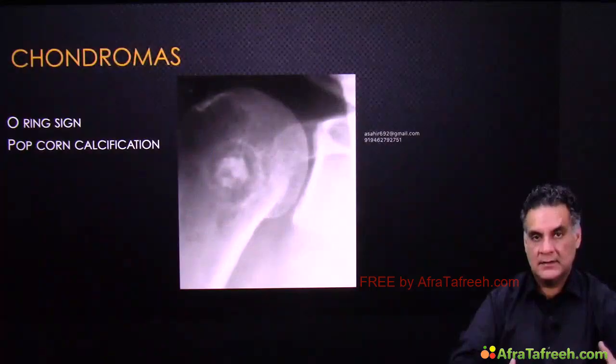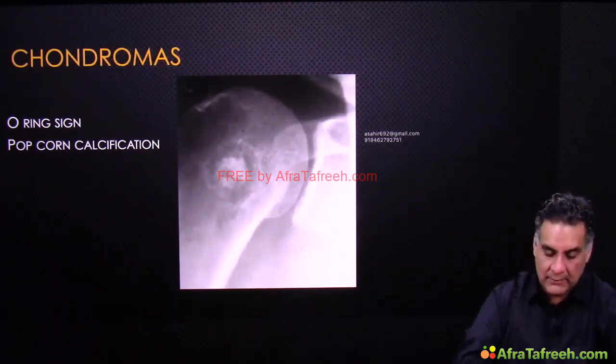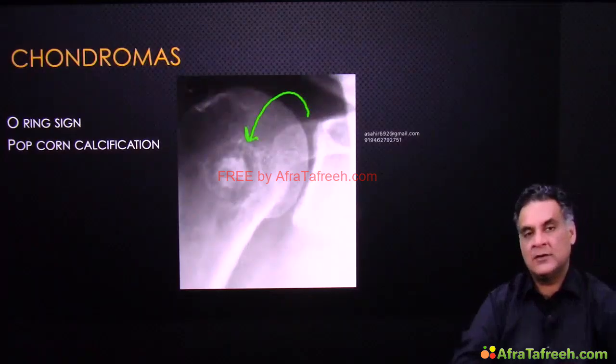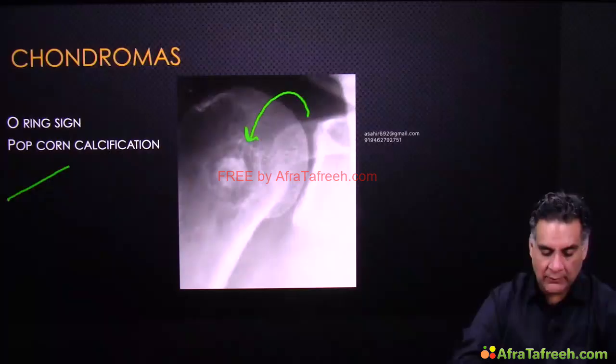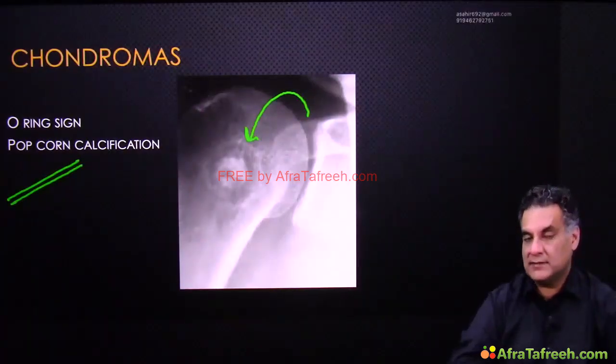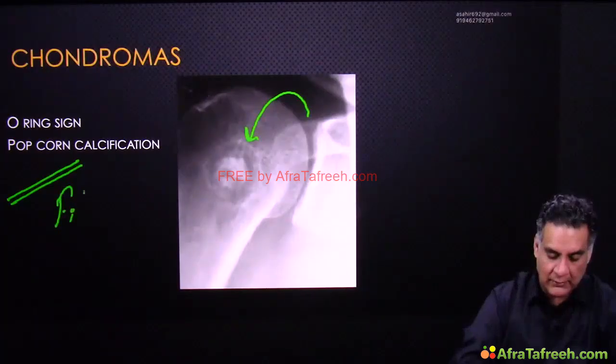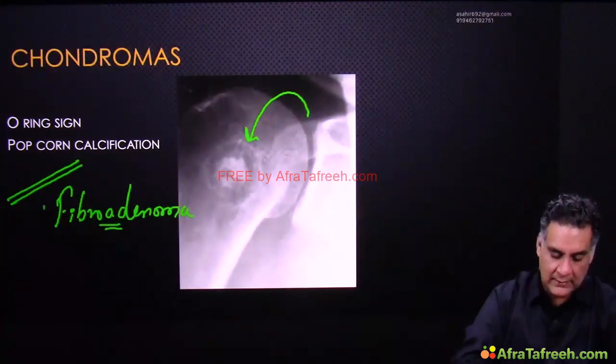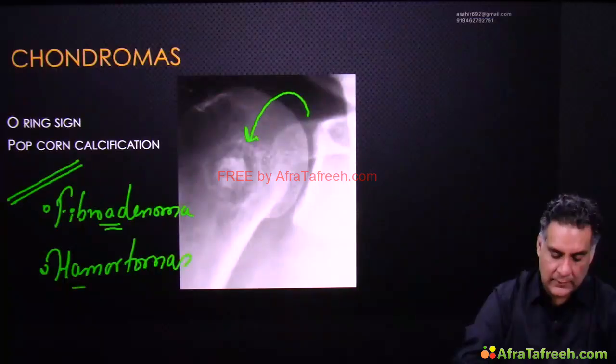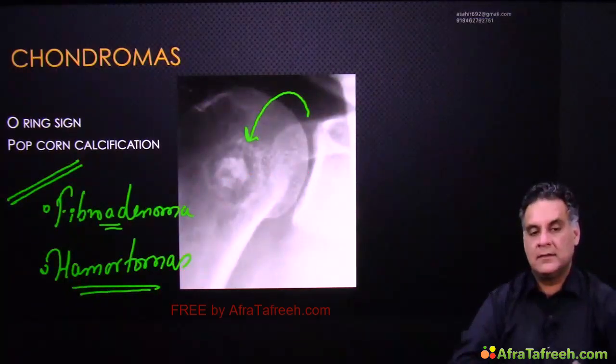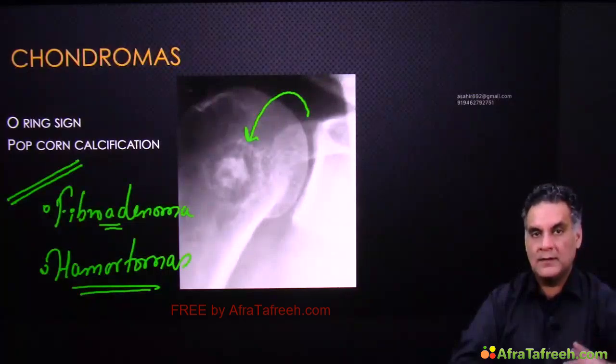Chondromas. Chondroma means cartilaginous lesions in the medullary cavity. They will present with a ring-like sign called the O-ring sign. They have popcorn calcification. Popcorn calcification can be seen in fibroadenoma of breast. It can be seen in hamartomas of the lung. And it's seen in chondromas. O-ring sign. O-ring sign is seen in chondromas.